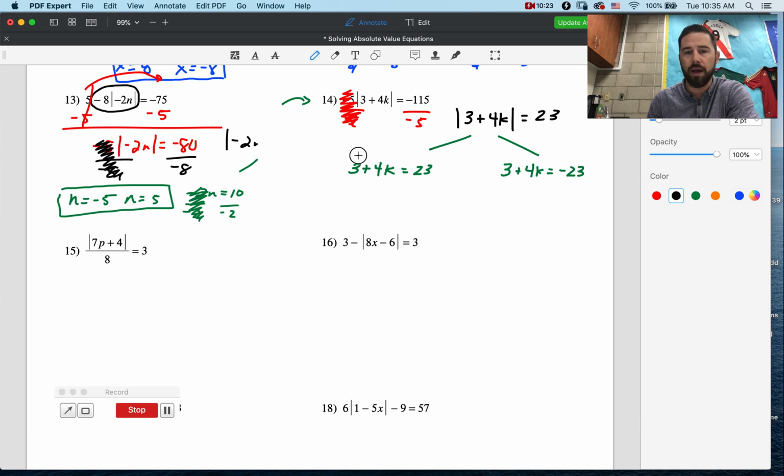Okay, so what do we have to do now? Get the 3 over, subtract 3, and I think that gives me 4k equals 20. And let's subtract 3 over here also. That's going to give me 4k equals negative 26. Okay, divide by 4. Gone. Gone. And I think what we have for this one is k equals 5.